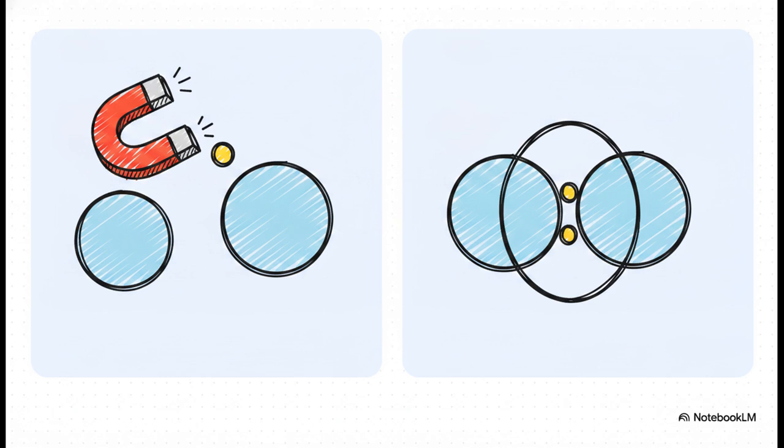The second way is the covalent bond. This happens between 2 nonmetals. Neither wants to give up an electron completely, so they compromise. They mutually share their electrons so they both hit that magical, stable octet.